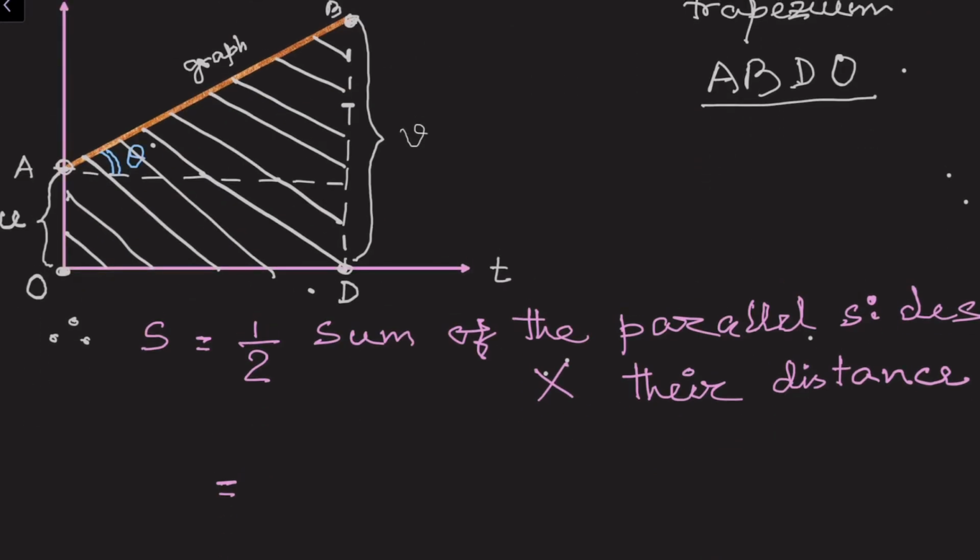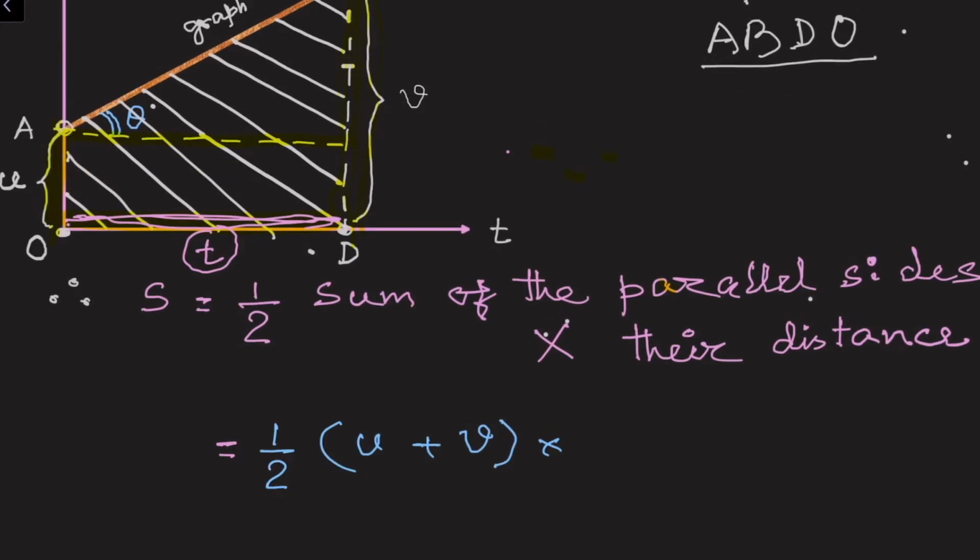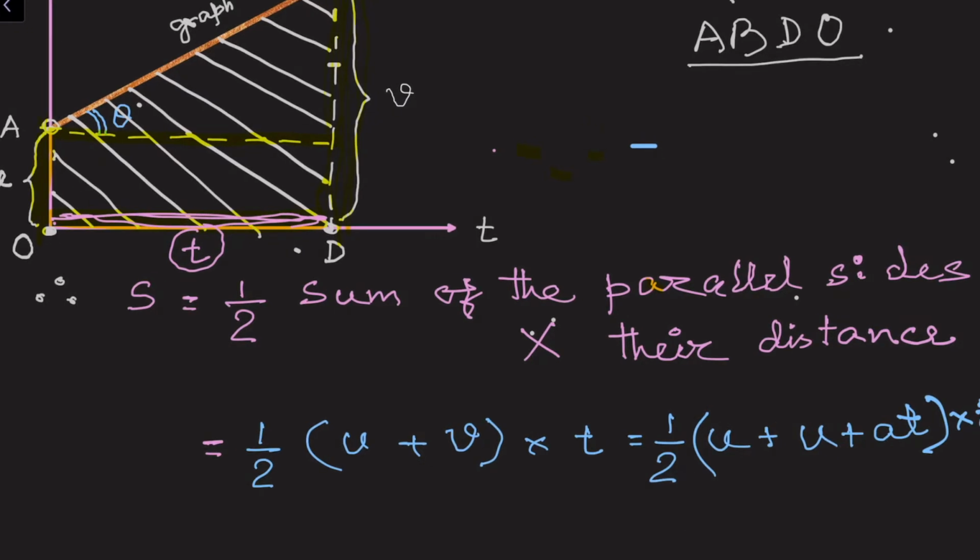Yeah, from the graph we see that half into the sum of the sides are u and v. See, this is u and this is v. So this is their perpendicular distance t, this distance. Now half into u plus, in place of v we can write u plus at, into t. You understood this? v can be written as u plus at.